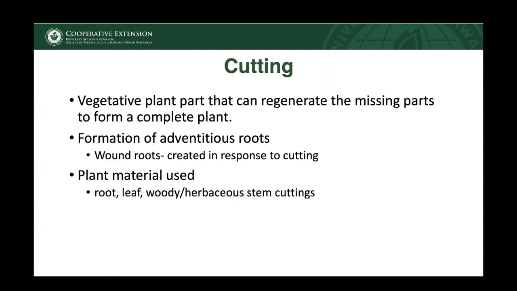So a cutting is a vegetative plant part that can regenerate the missing part, typically the roots, to form that complete plant. And what it's doing now is forming adventitious roots. So from that cut end in that cambial zone, you have that meristematic tissue that's able to generate or dedifferentiate into root cells and become roots. And typically, when you're making cuttings, you can use roots, you can use leaves, you can use woody or herbaceous stem cuttings to make these cuttings.